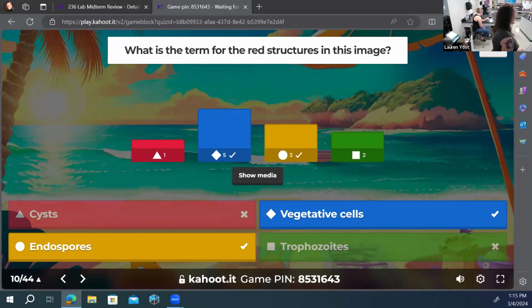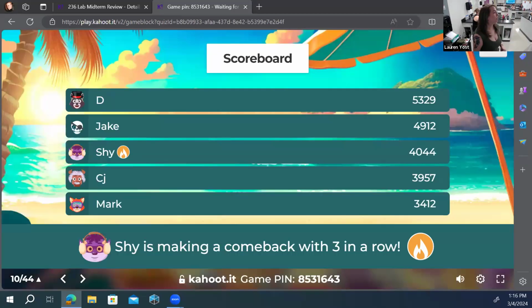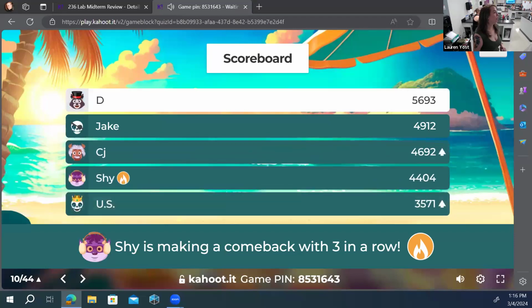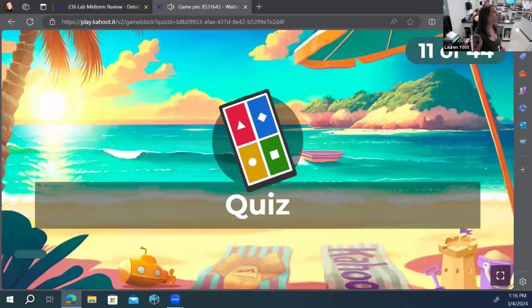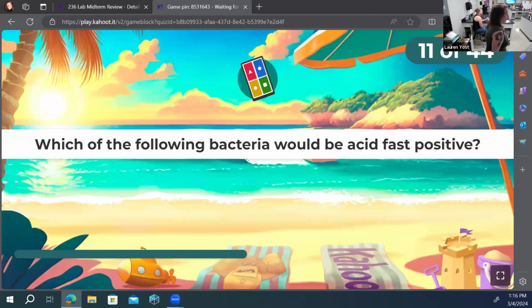Remember, endospores are completely dormant. They don't do anything. They don't move. They're literally just entirely dormant, waiting to be woken up again. So the difference there. All right. Which of the following bacteria would be acid-fast positive?